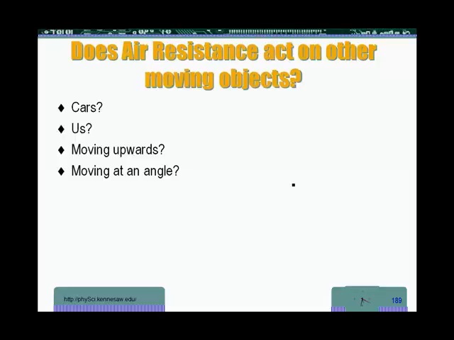Does it act on objects moving upwards? Absolutely. All that matters is there is air there. Whenever there is air and you are moving against it, there is air resistance. Now, of course, the terminal velocity issue and so on will be different if an object is moving upwards. Moving at an angle, same situation. So as long as you have an object moving relative to air, we have air resistance.